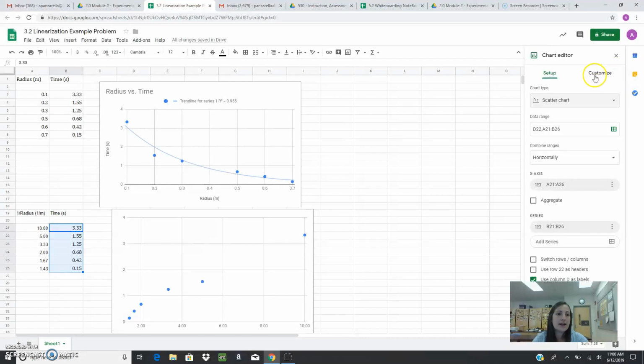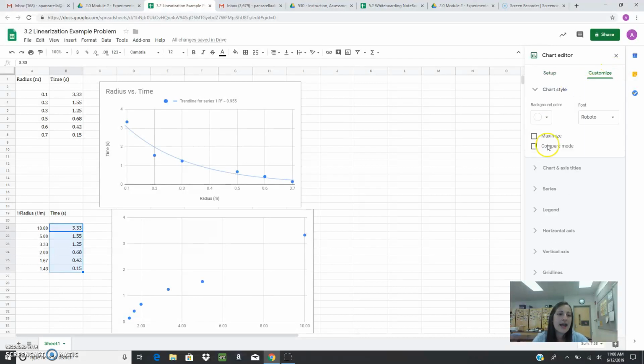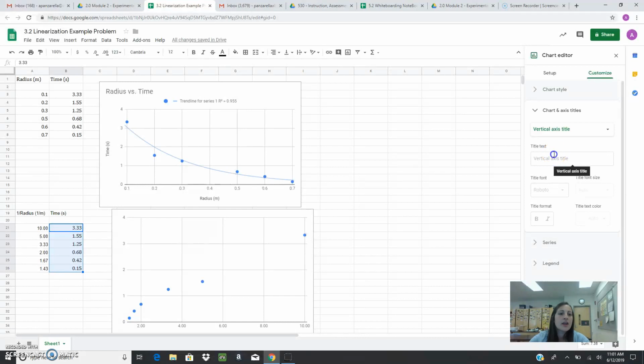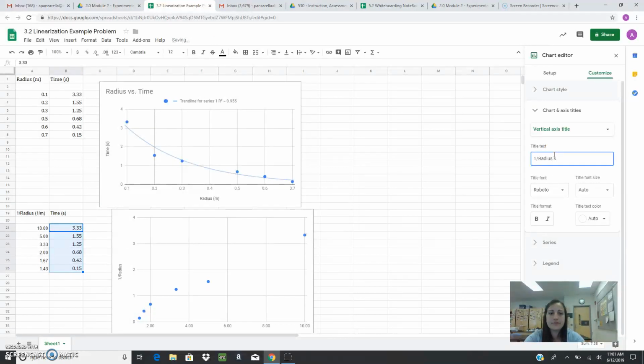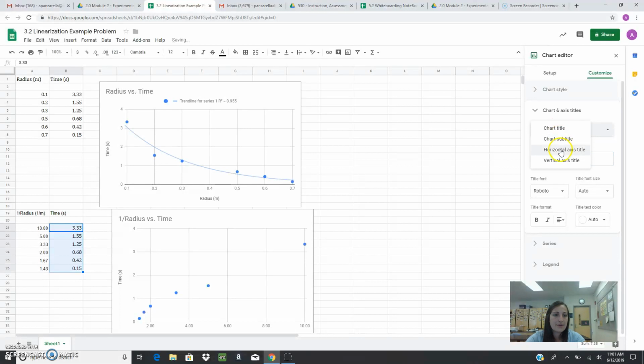So let's go ahead and back up to my customize. I'm going to add in my titles. So this is now 1 divided by the radius versus time. And my x-axis, oh, I'm sorry, that was the vertical. The vertical axis should just be time again. And then my chart title should be 1 divided by the radius versus time. And then my horizontal axis is 1 divided by the radius.